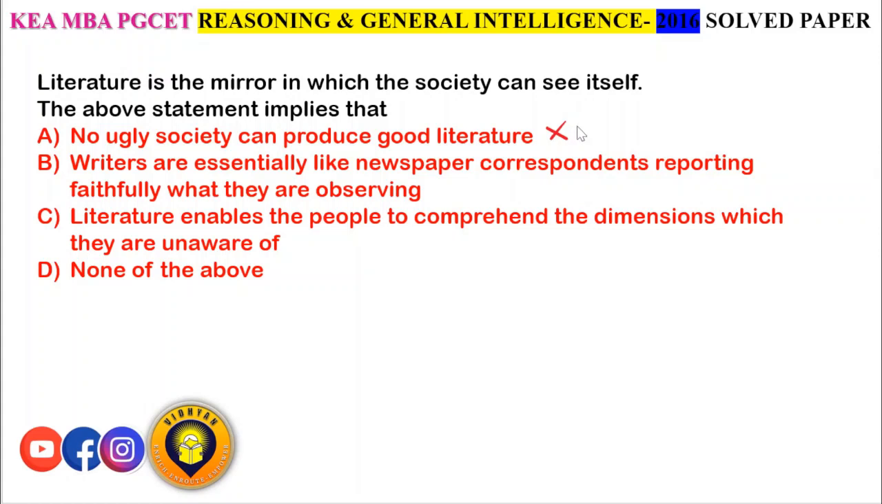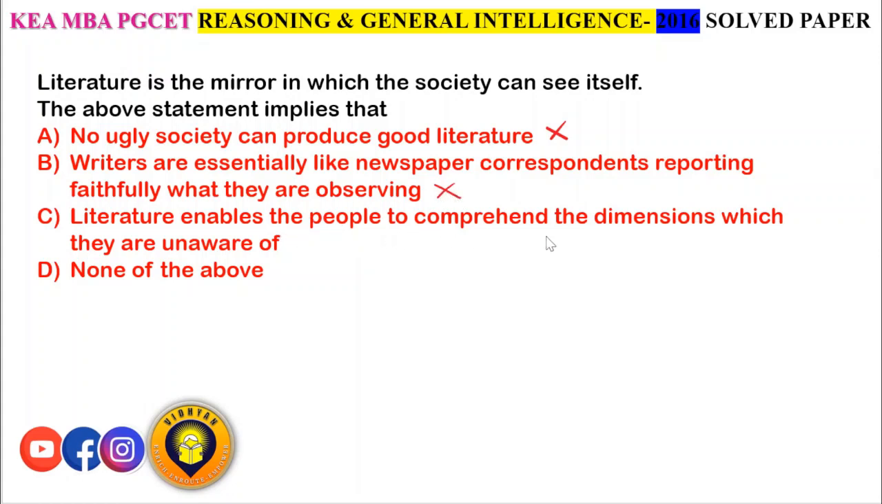The question asks what the above statement implies. It is not asking you for the conclusions. Literature is the mirror in which the society can see itself means it reflects as it is in the society. That is what you have to check here. Writers are essentially like newspaper correspondents, reporting faithfully what they are observing. See, this line is not telling anything about the writers, so therefore it is false.